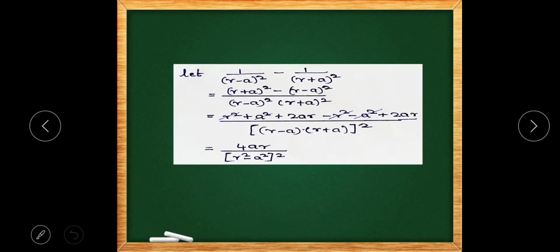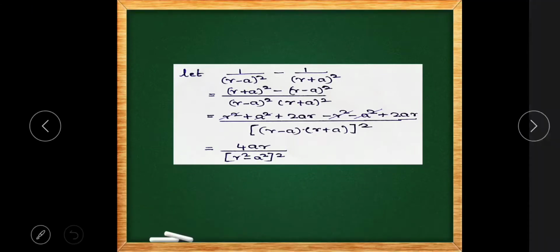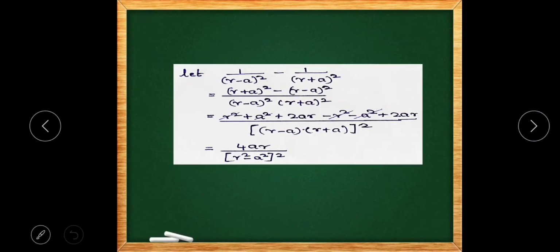Okay, here we finally get 4ar divided by (r square minus a square) whole square. In the denominator, this is in the form of (a minus b) into (a plus b), which can be written as a square minus b square, that is r square minus a square. Here the square form is there, so here also mention square form.